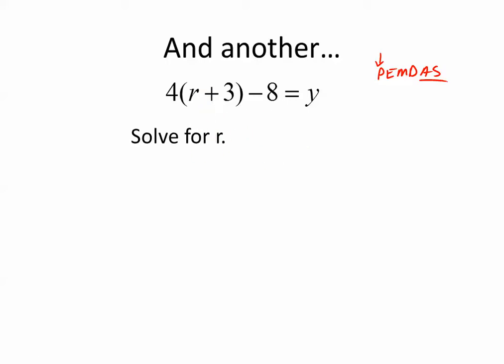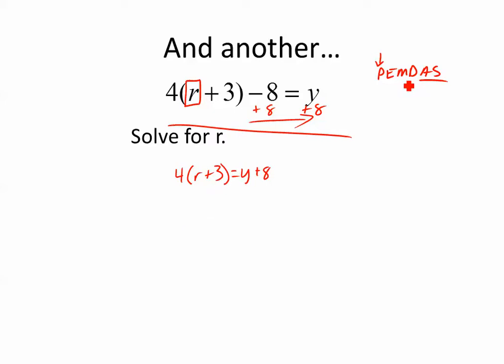So I'm solving for r. That means this right here is my variable. Everything else needs to go over to the right side. So I'm going to do the addition subtraction first, which means I'm going to add 8 to both sides. But I don't know what y plus 8 is. You know exactly what it is. It's y plus 8.